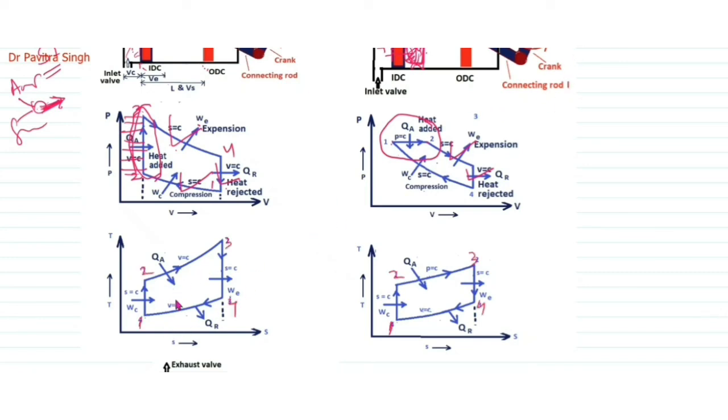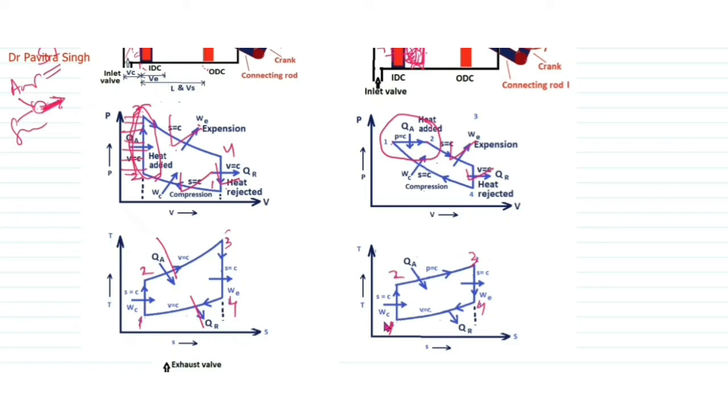Here you can see the heat addition process is taking place at constant volume. This is the heat addition process, and rejection of heat is 4 to 1 at constant volume. So this is heat addition, this is heat rejection. And this is 3 to 4 adiabatic expansion at constant entropy, and this is adiabatic compression at constant entropy.